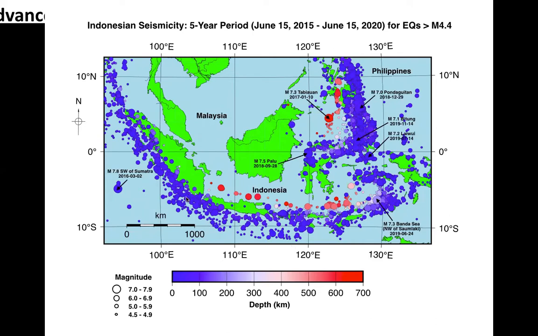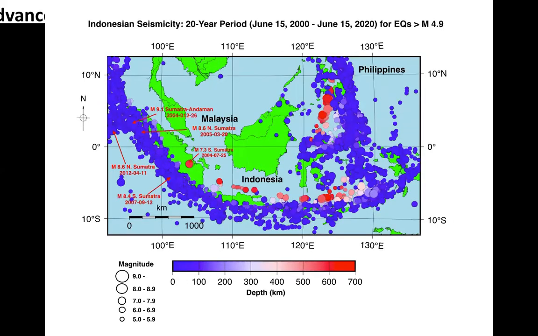So the majority of these events are smaller in magnitude, clearly. However, there are several that have exceeded magnitude 7.0. And some of these did cause damage, such as the magnitude 7.5 in Palu in 2018. So if we expand this to 20 years, of course, a similar trend is seen. And this is for events of magnitude 5.0 and above over 20 years.